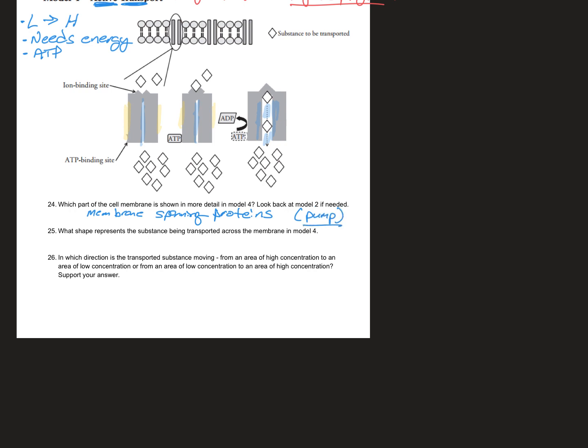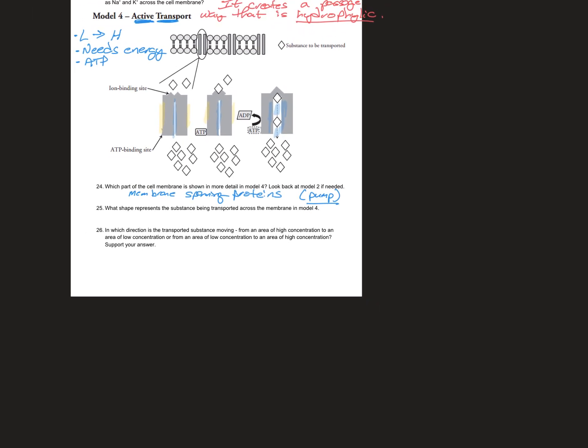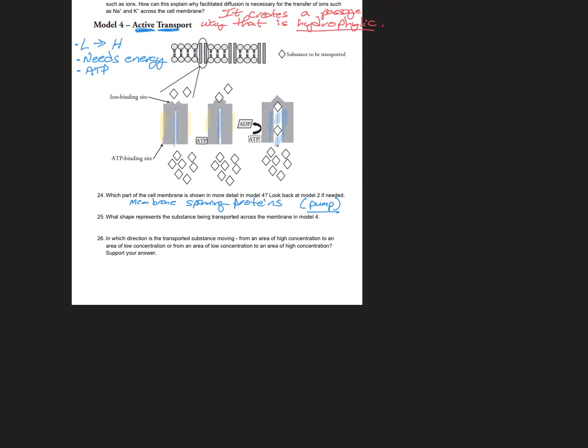You should all know what a pump is. When you have a bicycle tire pump, you're taking air from outside and pushing it from low to high. Obviously, the tire pressure is higher than it is outside. You pump it, you use energy to move it from low to high. So that's what pumps do. They move things from low to high. So it is a pump.